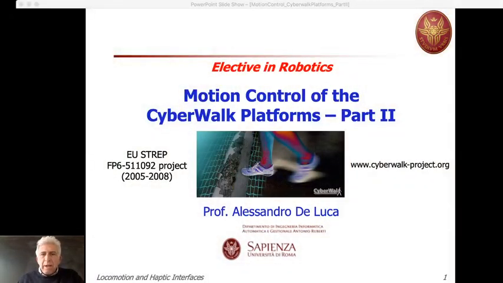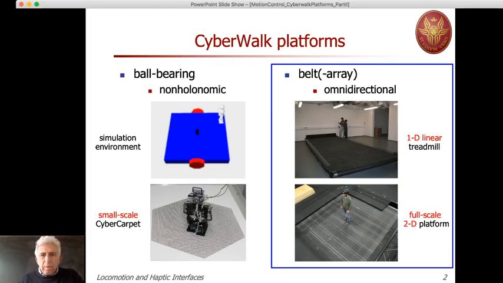You may remind that we have seen in the previous lecture the so-called cyber carpet, the ball bearing platform with non-ergonomic constraints, and we have described its construction, design, modeling, and control. And then we have seen a number of experiments.